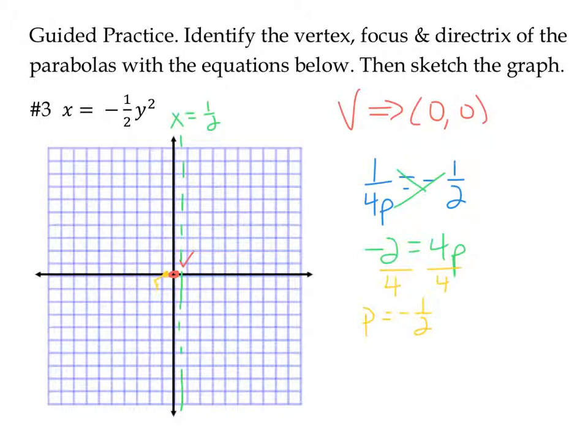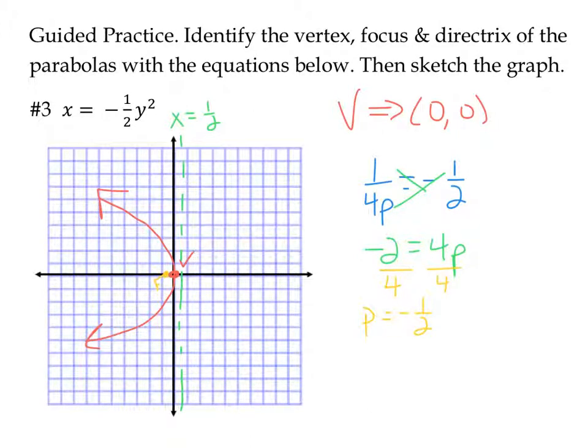The p-value, 1 over 4p, equals whatever this is in front of our either y squared in this case, or if it's an x squared. So this value here equals 1 over 4p. We can solve for the p to know how far away the focus and directrix are from the vertex, which is that red dot. So we identified the vertex, 0, 0. The focus, boom, right there. Directrix, this line. And we want to sketch a quick graph, so now we can take where the vertex is, and we know it opens to the left, and there's our parabola.